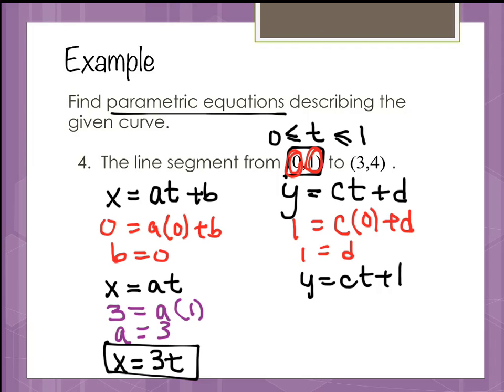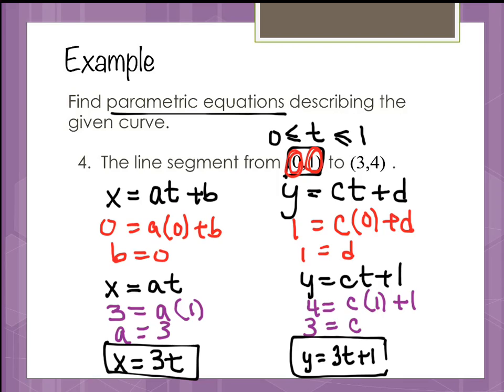Over here on y, now what? 4 equals c times 1 plus 1. So c equals what? 3. We'll subtract the 1. c equals 3. So what is my equation for y? 3t plus 1. They don't always have the same slope. They did here, but they wouldn't have to. Okay? And my t value is going between 0 and 1.